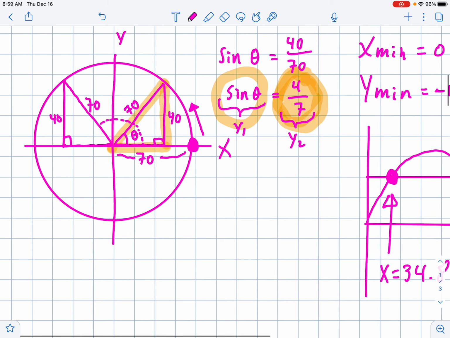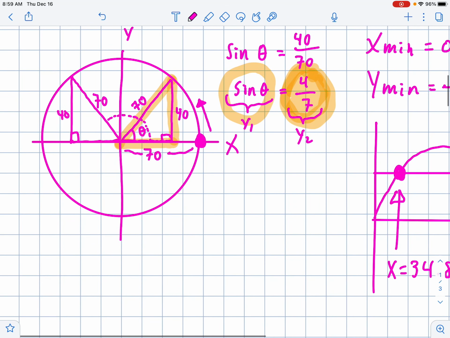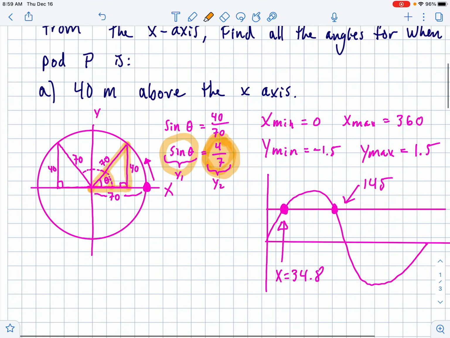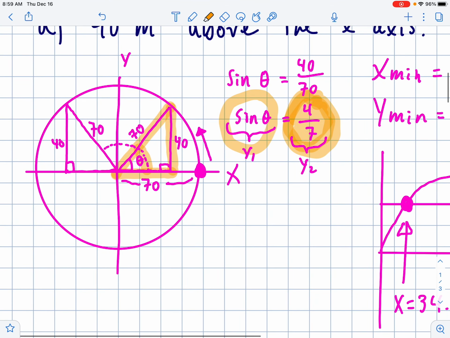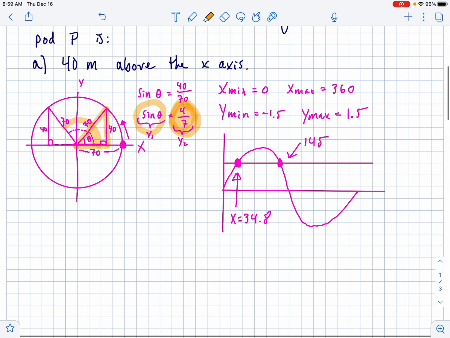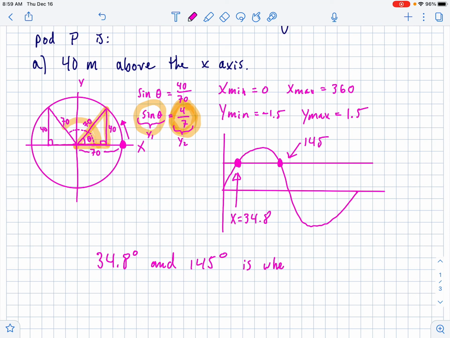It's telling us that in this circle, you're going to rotate 34.8 degrees in this first little rotation here, and then you're going to rotate 145 for the second one. So the second one starts here and goes 145 all the way to this spot. So those are your answers. 34.8 degrees and 145 degrees is when the pod will be 40 meters off the ground.